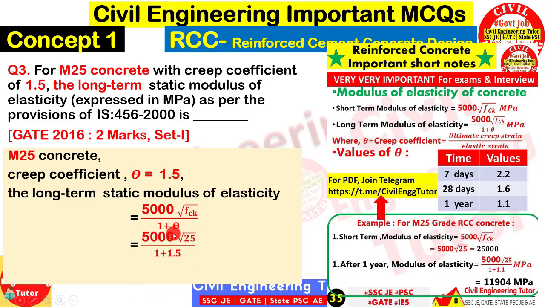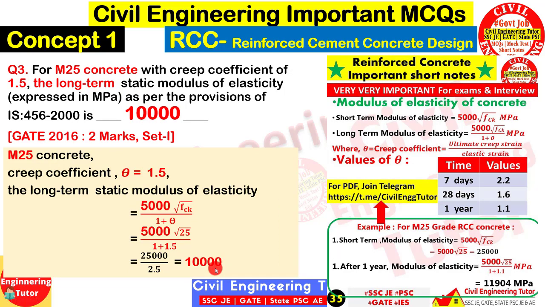So here, simply putting this value, FCK is equal to 25 and theta is equal to 1.5, we'll get the value, and that will be 10,000. So the correct answer for this GATE 2016 2 marks question will be 10,000. So here is the answer.